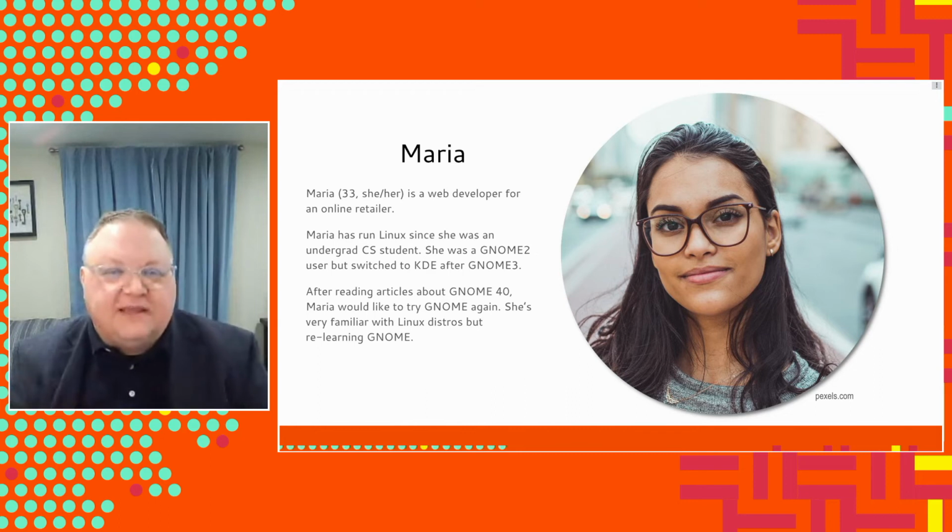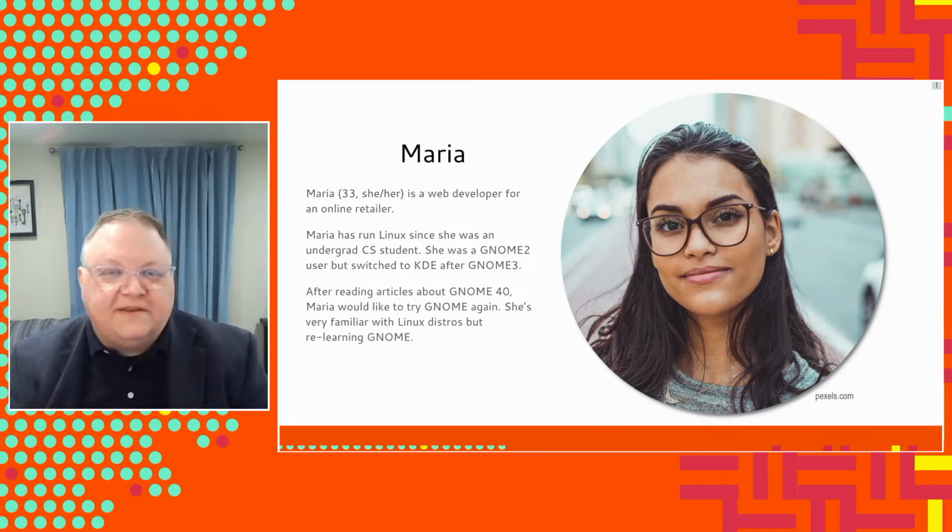I'm not going to read all these examples, but I will read one more. Maria, age 33, pronouns she, her, is a web developer for an online retailer. And Maria has run Linux since she was an undergraduate computer science student, and she was a GNOME 2 user, but switched to KDE after GNOME 3. After reading articles about GNOME 40, Maria would like to try GNOME again, and she's very familiar with Linux distributions, but is relearning GNOME. And so again, you're seeing a name attached to every one of these personas.